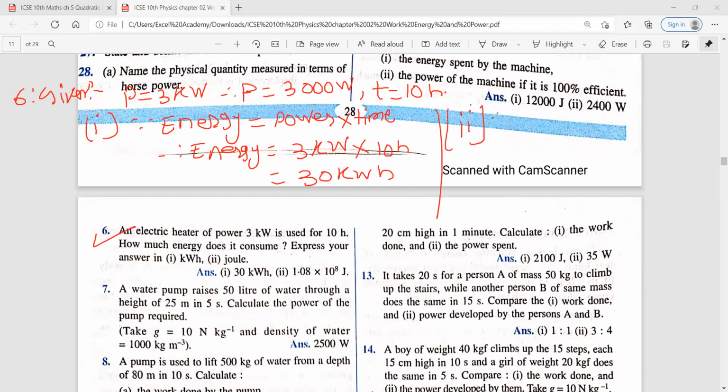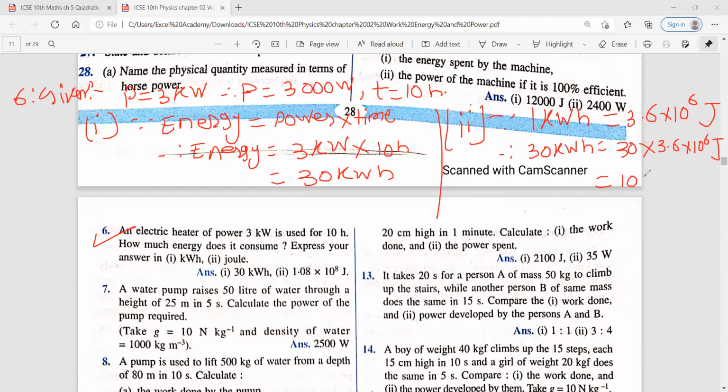Second point, since 1 kilowatt hour is 3.6 into 10 raised to 6 joule, therefore 30 kilowatt hour will be 30 multiplied by 3.6 into 10 raised to 6 joule. Can you tell me how much it is?